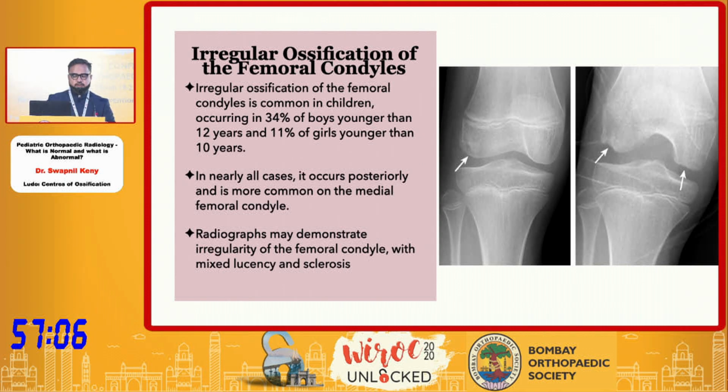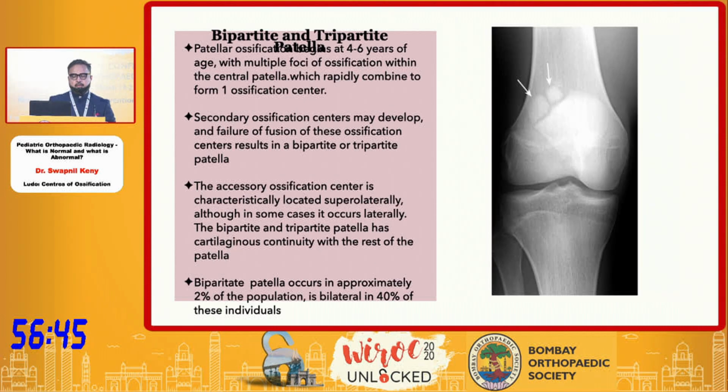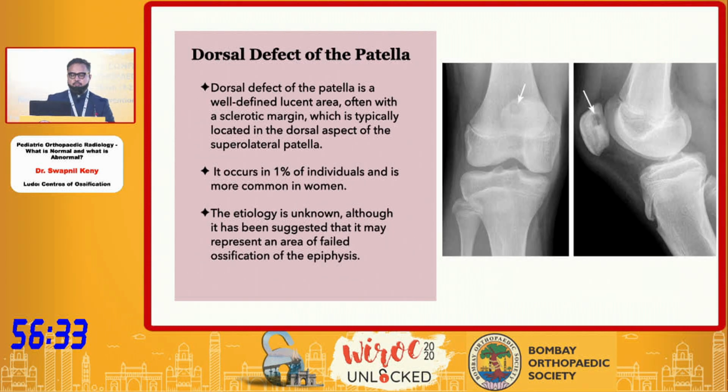Sometimes irregular ossification of the distal femoral condyle, which is common in almost 34% of boys and 11% of girls less than about 12 years of age, can be mistaken for some sort of an injury. An irregular ossific nucleus of the anterior patella can also be mistaken for an injury. Biparietate and triparietate patellae, which occur because of failure of fusion but are common in about 2% of the population, can also sometimes be mistaken for an injury.